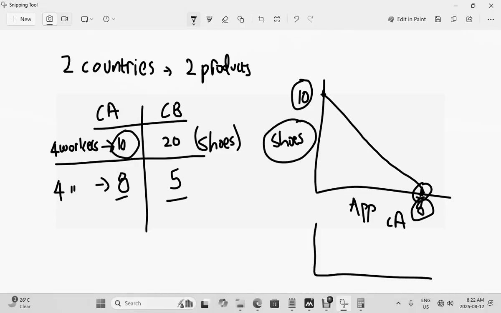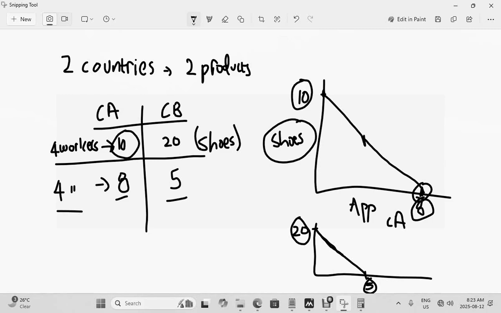For country B, let's assume that you have 20 shoes over here and 5 appliances over here. As the country shifts its production away from appliances towards shoes, it will be able to produce 20 shoes. As it shifts its production from shoes to appliances, it will be able to produce 5 appliances with 4 workers.